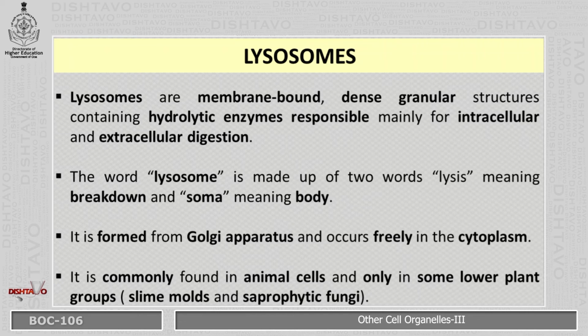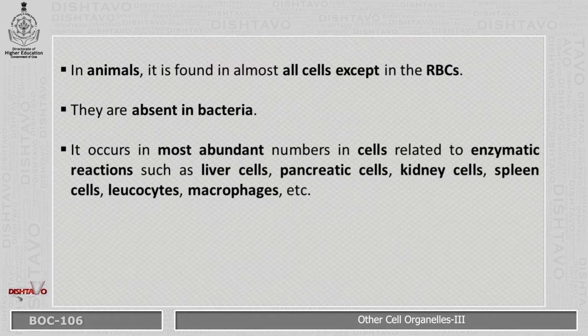It is commonly found in animal cells and only in some lower plant groups like slime molds and saprophytic fungi. In animals, it is found in almost all cells except in the RBCs. They are absent in bacteria. It occurs in most abundant numbers in cells related to enzymatic reactions such as liver cells, pancreatic cells, kidney cells, spleen cells, leukocytes, macrophages, etc.